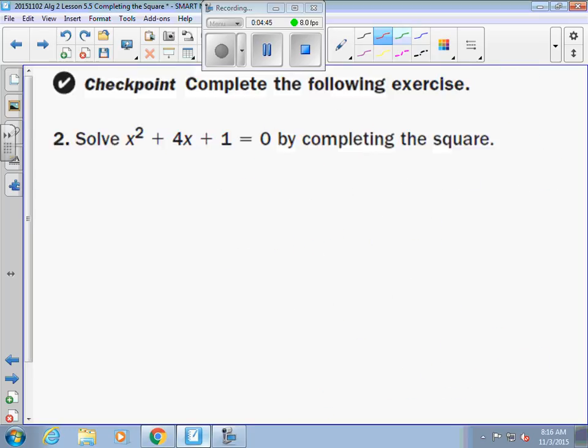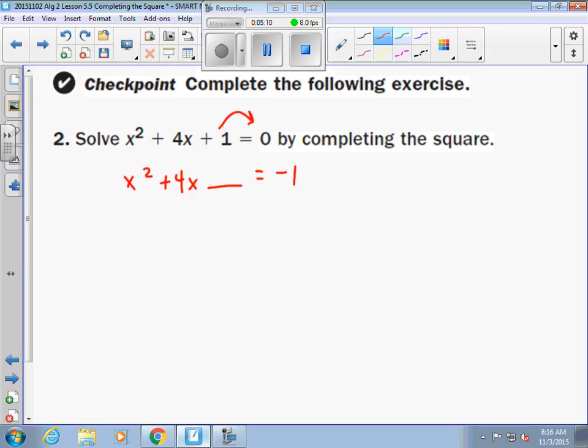Number 2 on your checkpoint says to solve this one. x squared plus 4x plus 1 is equal to 0. Solve this by completing the square. First thing you want to do is move plus 1 to the other side. When you do that, you're going to get x squared plus 4x, we're going to need a new value for c, is equal to, we moved it over from the left to the right, it becomes negative 1.